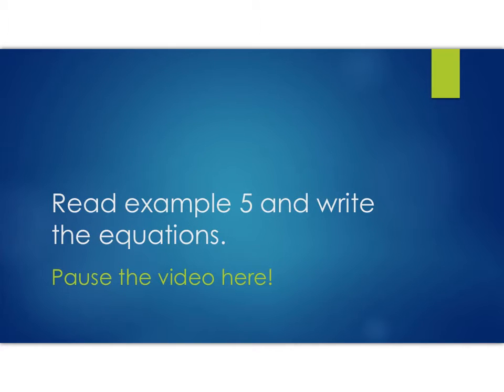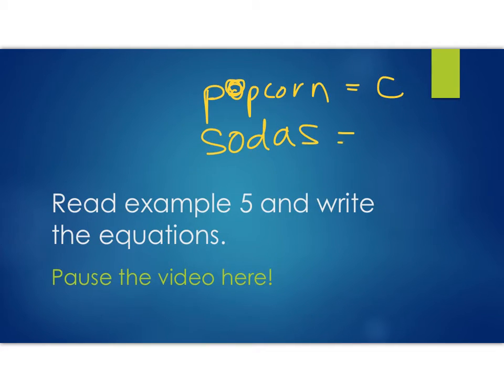Just so we're all using the same variables, I'm going to call the cost of a popcorn C for corn, and the other one is sodas. I really don't want to use the letter S because it looks like the number 5, so I'm going to say P for pop.